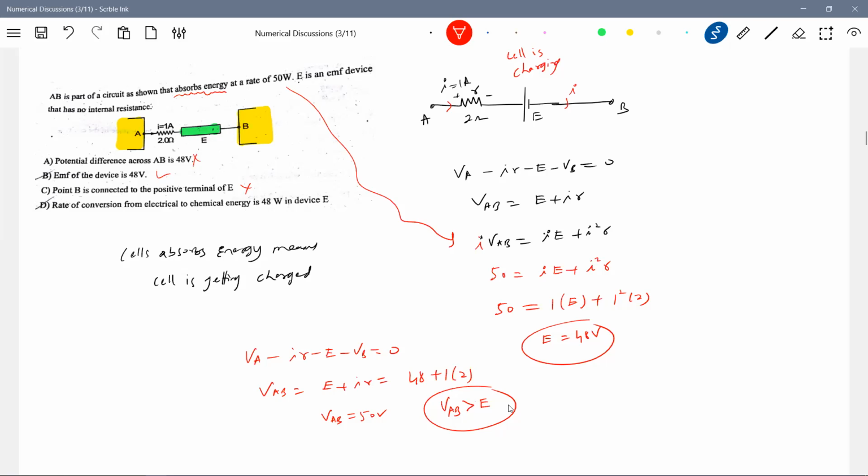The rate of conversion from electrical to chemical energy is 48 watt in the device. Again, one more very important part of a cell is being asked. Very important. What do you mean by this 48 watt? 50 watt is available, and in that 48 watt will be stored, converted from electrical energy into chemical energy. The remaining 2 watt will be lost as heat. So we have to just analyze. What is this? And what about this quantity? I think I'll give different colors, and green color is for the cell, no?